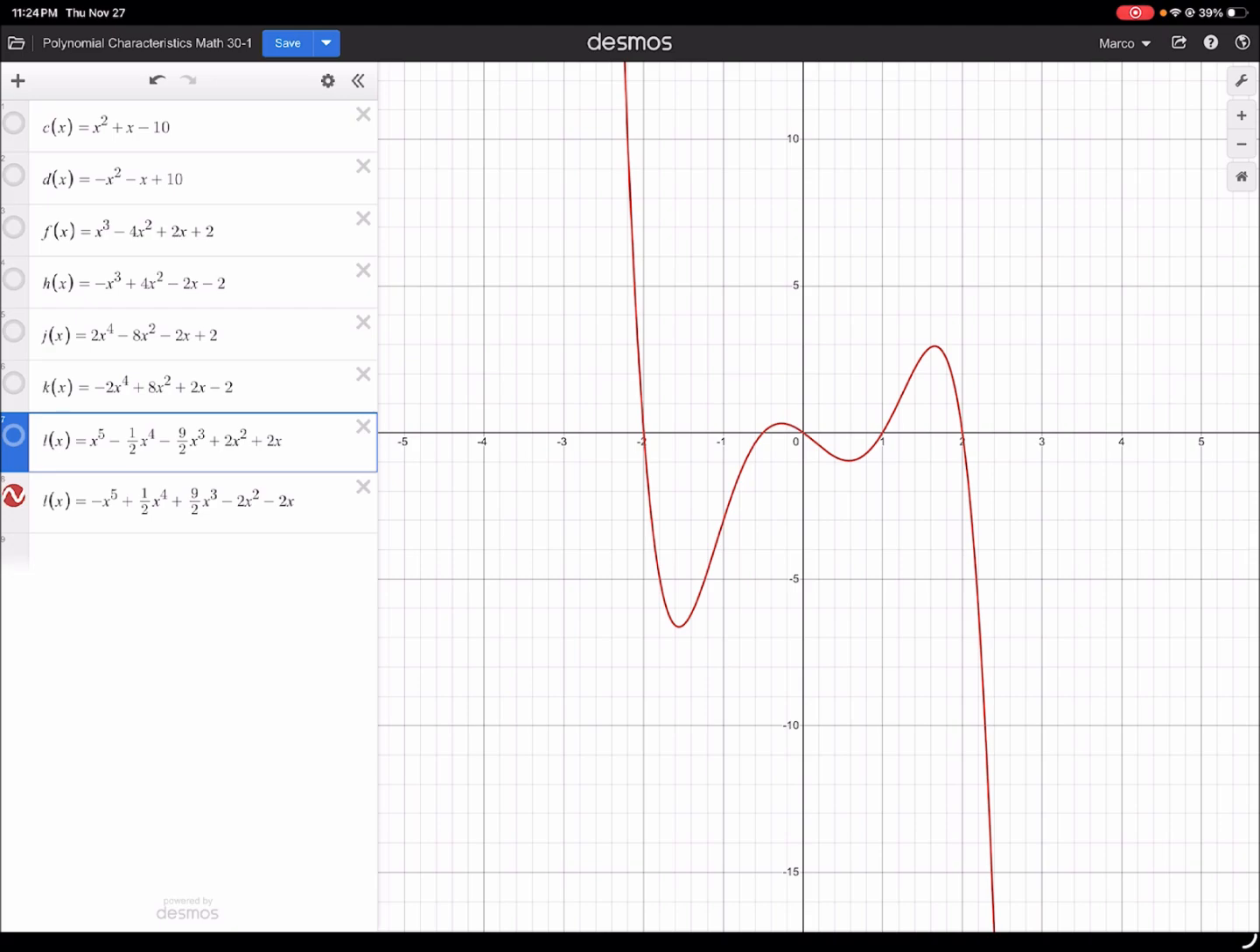So that's a little dive into the characteristics of polynomial functions and some of the basic characteristics that we're going to look at. For now, that's all I got. Thanks.